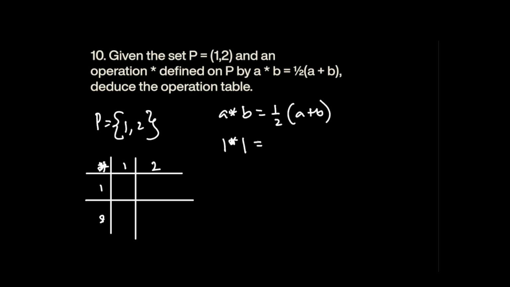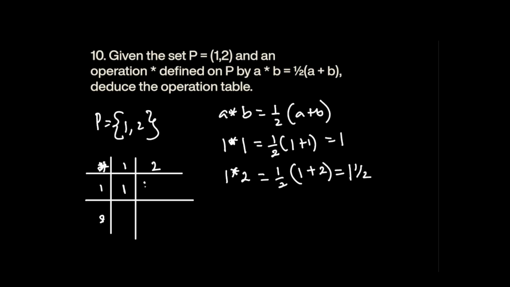That will give me 1 operation 1 equals 1 over 2 into (1 plus 1), and that will give us 1, because 1 plus 1 is 2, divided by 2, that's 1, so we put 1 here. Then the next one is 1 operation 2, so we have that 1 operation 2 is equal to 1 over 2 into (1 plus 2). 1 plus 2 will give us 3 divided by 2, that will give us 1 whole number 1 over 2. So we'll fill here with 1 whole number 1 over 2.